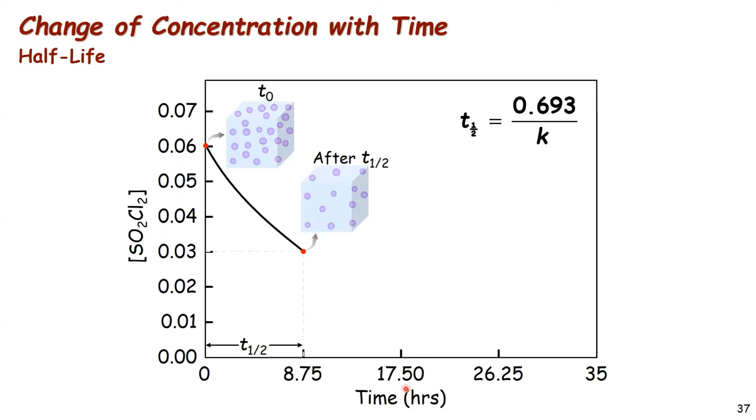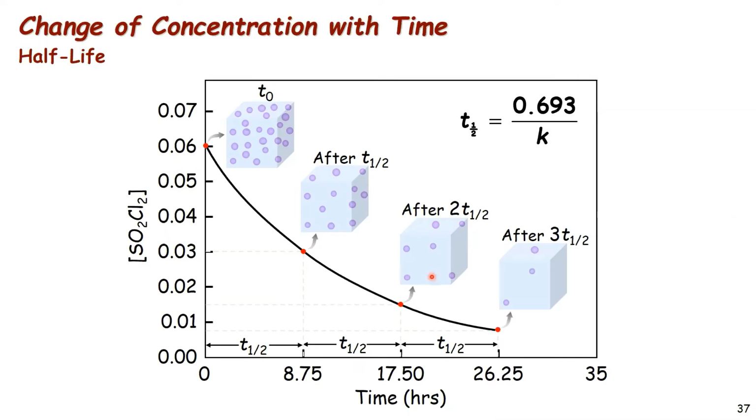8.75 hours later, for a total of 17.5 hours, I'm going to have half of this. So now I'm going to be down to 6. Then 8.75 hours after 17.5, or 26.25 hours, I'm going to have half again. So on and so forth. So again, this only applies to first order reactions because it didn't depend on the initial concentration. So that is half-life.